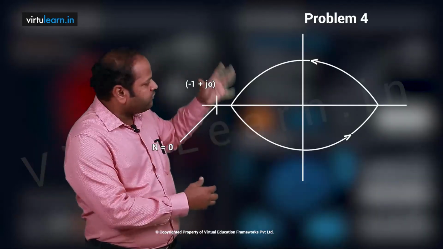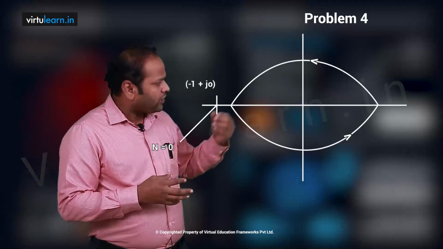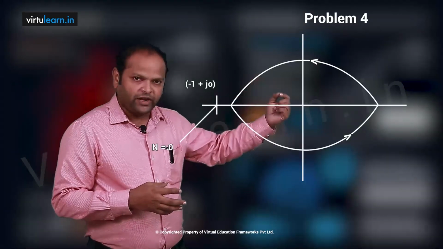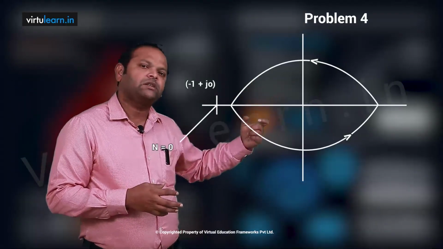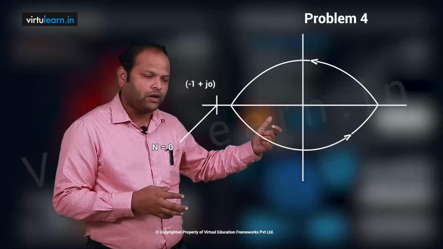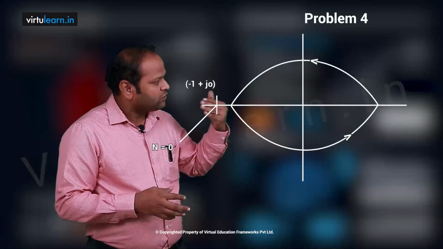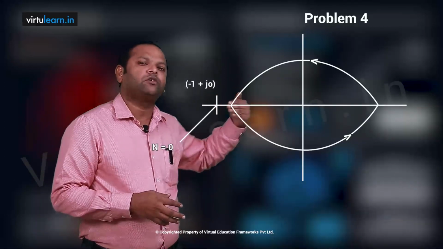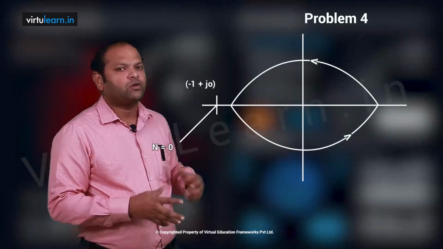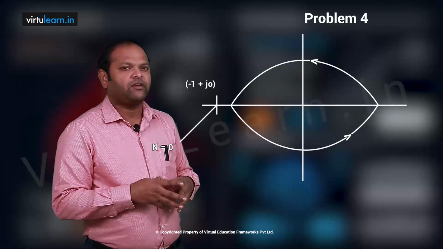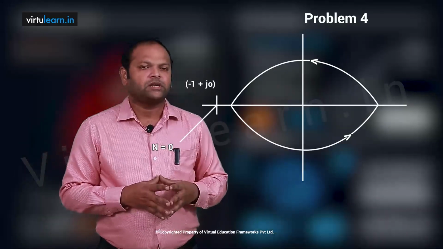Then what is the summary of all this analysis? For k from 1 to infinity, the closed loop system is stable. When k is 1, the closed loop system is marginally stable. When k is in between 0 and 1, there exists 1 closed loop pole lying in the right half of the S-plane, which indicates the closed loop system is unstable.